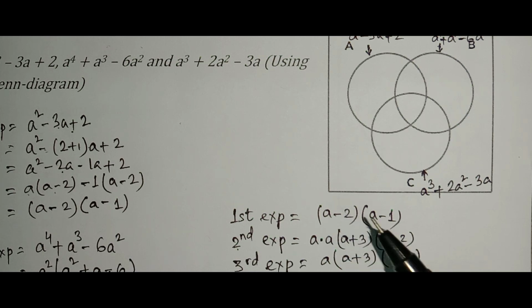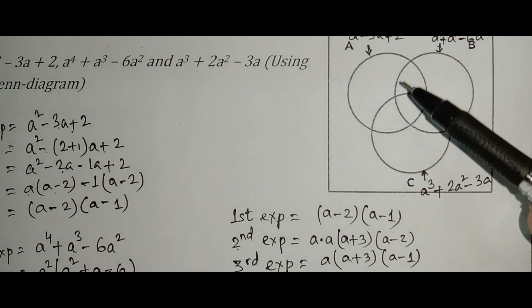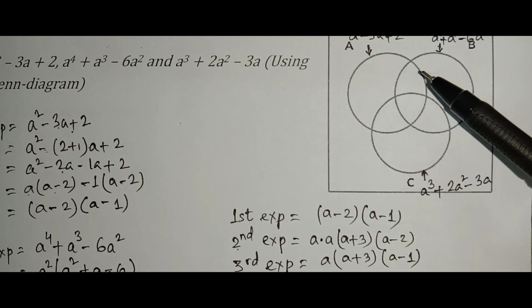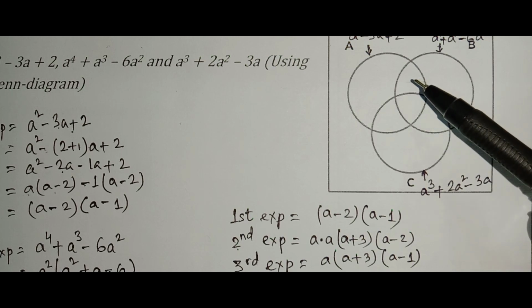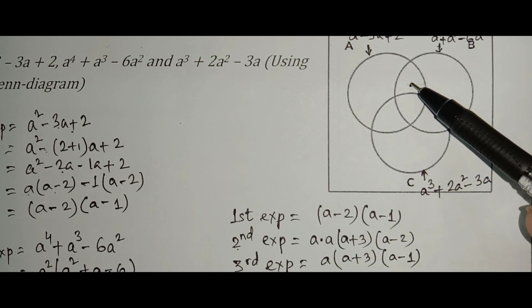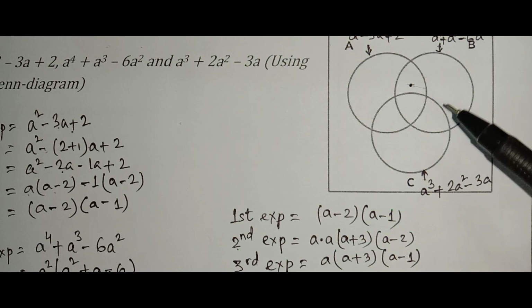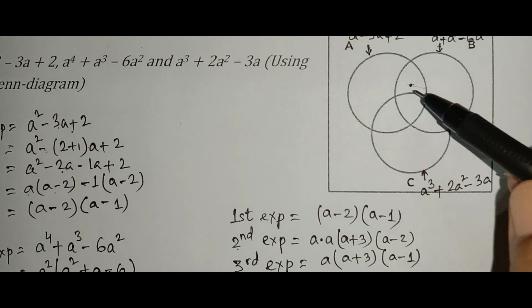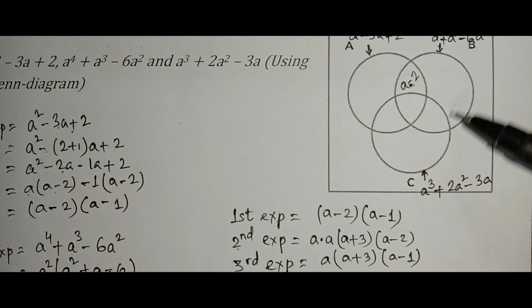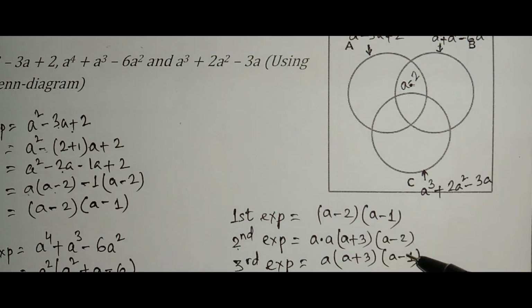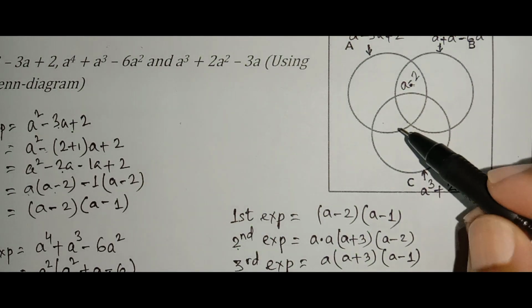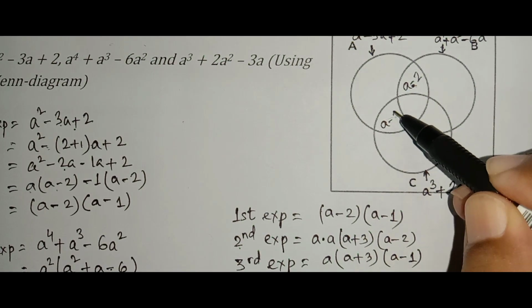Now let's see what is common. In the first and second we have a minus 2 common. This place is the intersection of the first and second, so we are going to write the common factor of the first and second here, which is a minus 2. And between the first and third we have a minus 1. So the first and third intersecting point is this one. So I'm going to write here a minus 1.